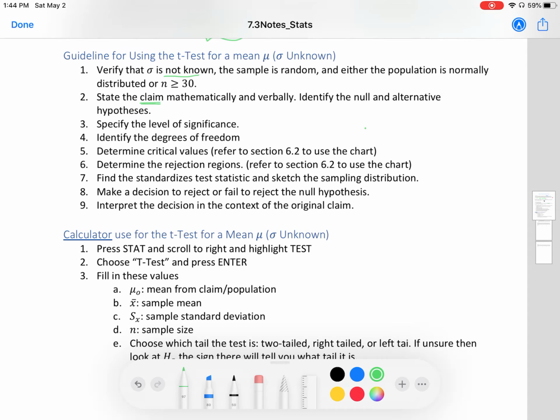Our claim is given in the beginning. When we're doing hypothesis testing, we're trying to prove if whatever they're saying is true or not. We're testing their claim. So they're saying that at least 21,000 cars are sold. So at least. How do we interpret that as a math symbol? At least is greater than or equal to. So we have a mean that's greater than or equal to 21,000.